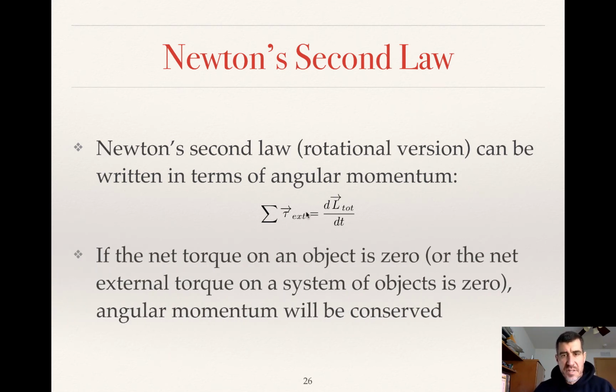Now, of course, the interesting part comes in if your net external torque is zero. If your net external torque is zero, well, then this time derivative, dL/dt, is zero. And if the time derivative is zero, that tells you that this total angular momentum is constant. So this is the condition for conservation of angular momentum. If the net torque on an object is zero, or the net external torque on a system of objects is zero, the angular momentum is going to be conserved. It'll stay the same.